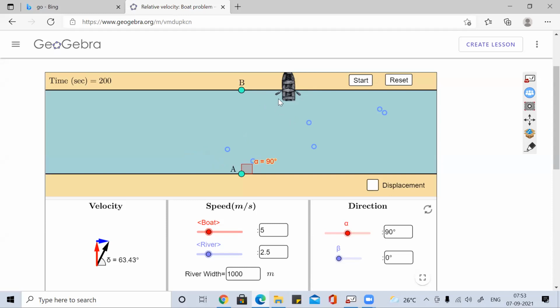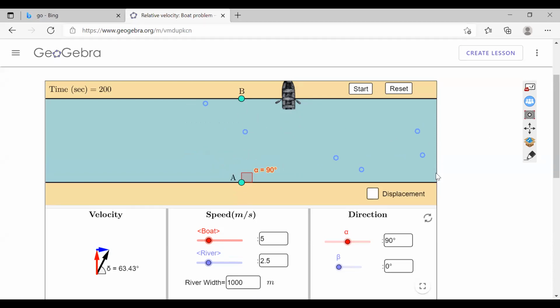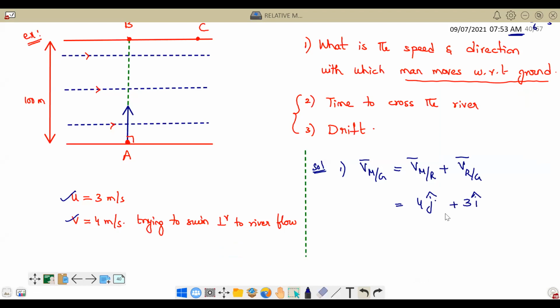Just like in your studies also, your effort is always to get good marks only. But somehow you end at some other point. Correct or not? Your effort is always towards 100 marks, but somewhere you will land like that. So his effort is always that side. Therefore, we will always write velocity of man with respect to river is 4j cap.